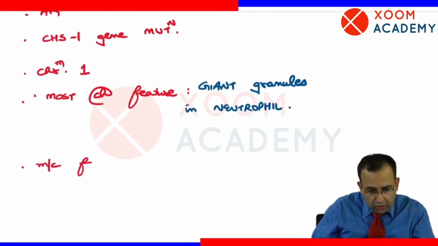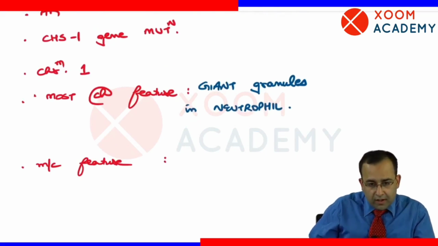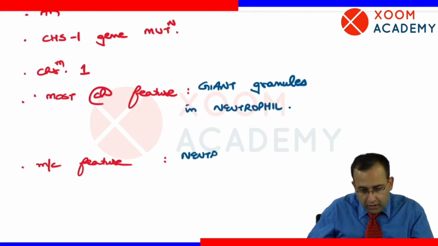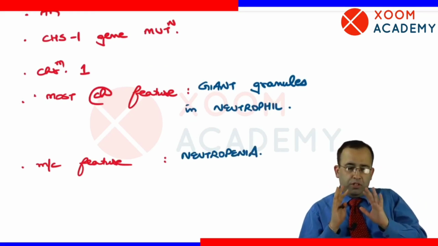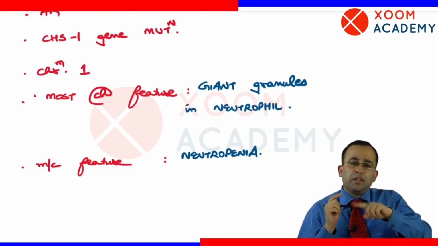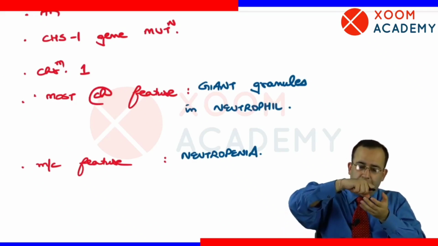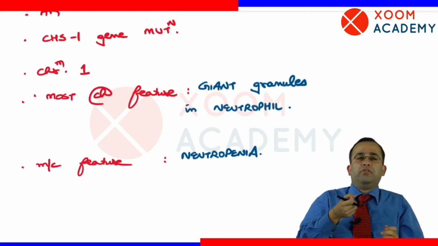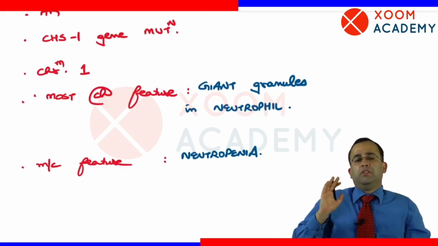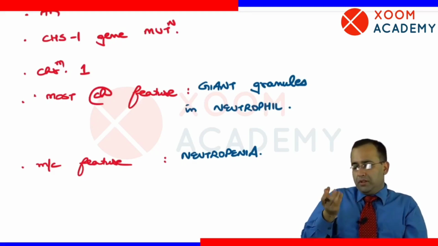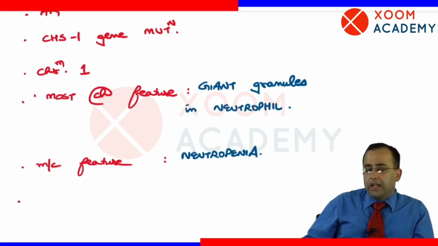Versus the most common feature of the disease, that is neutropenia. Look, do not confuse most characteristic with most common feature. Read the question carefully. Most characteristic feature is giant granules in neutrophils. Most common feature: this phagocytosed material is toxic in nature to the neutrophil, so the most common feature is neutropenia. Because this was toxic, neutrophils are killed. Neutropenia.